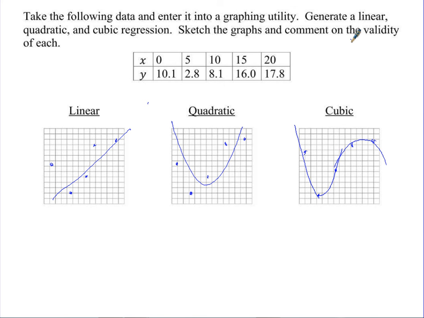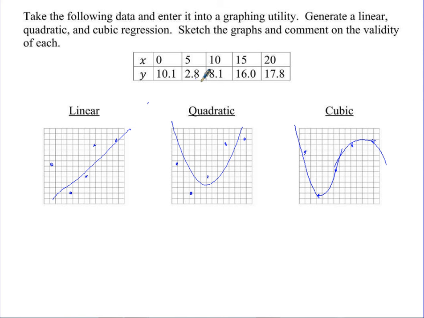So we sketched the graphs. Now we need to talk about how valid these graphs are. Well, the only one that went through every single point was the cubic one. The quadratic one came closer to all the points, but didn't touch any of the points, and that's okay. It's a scatter plot. This line also came close to all the points, but didn't really touch any of the points.